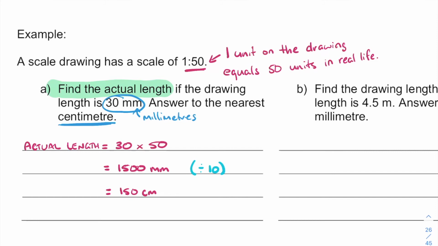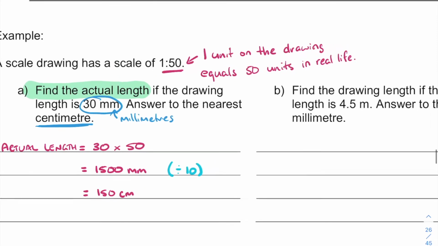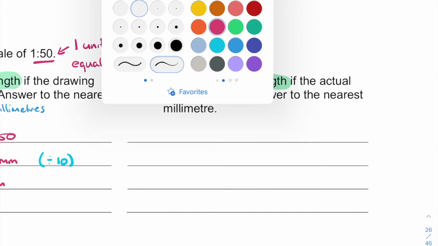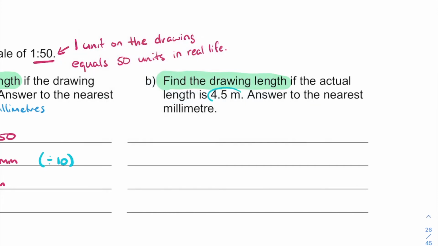Now in part B, which is our second example, find the drawing length this time. If the actual length is 4.5 meters, answer to the nearest millimeter. So we need to make sure that we know that our units here are meters, and then we answer in millimeters. So we're going to have to do a bit of extra steps at the end of this one too.